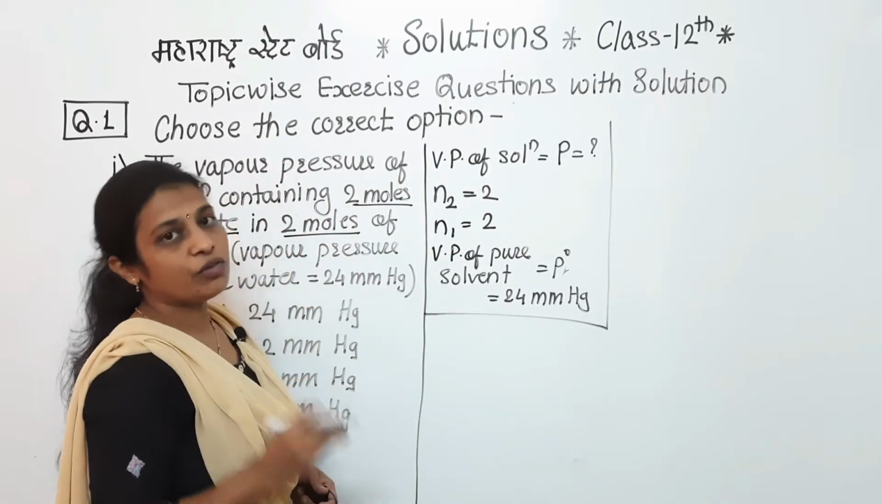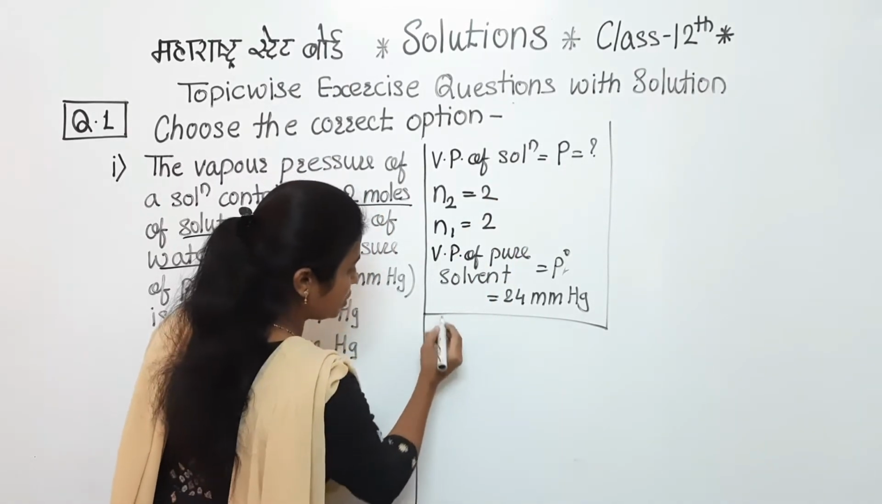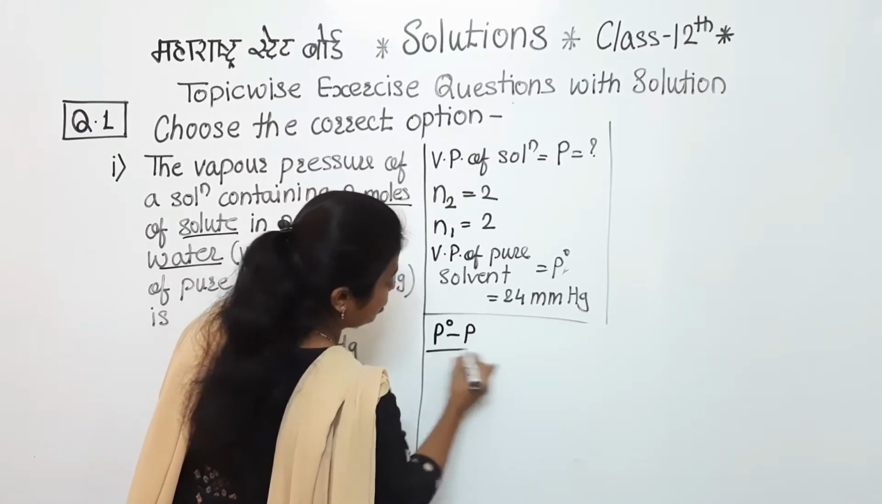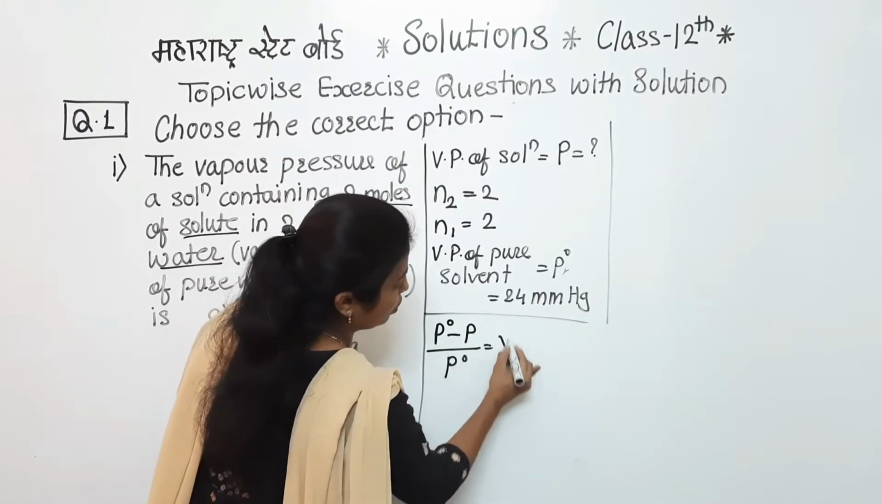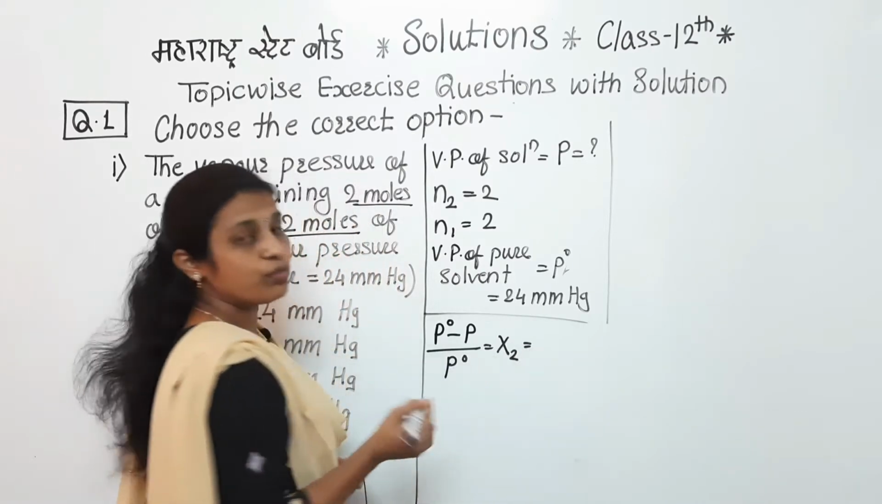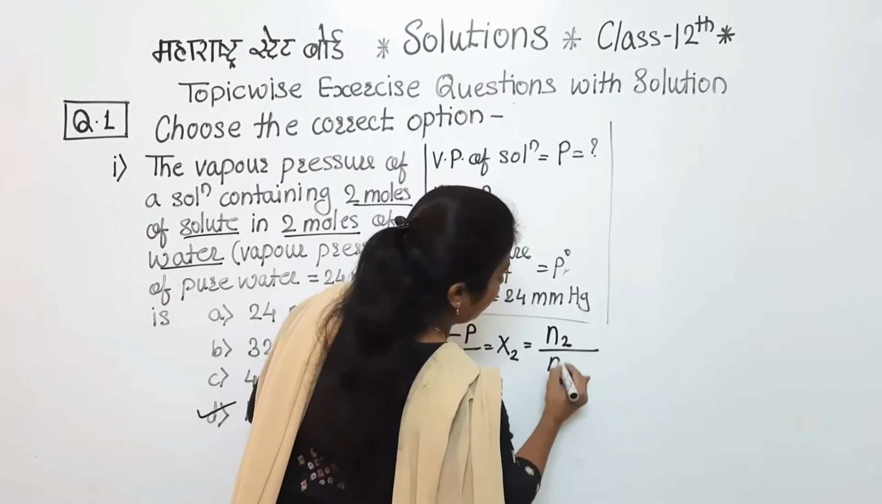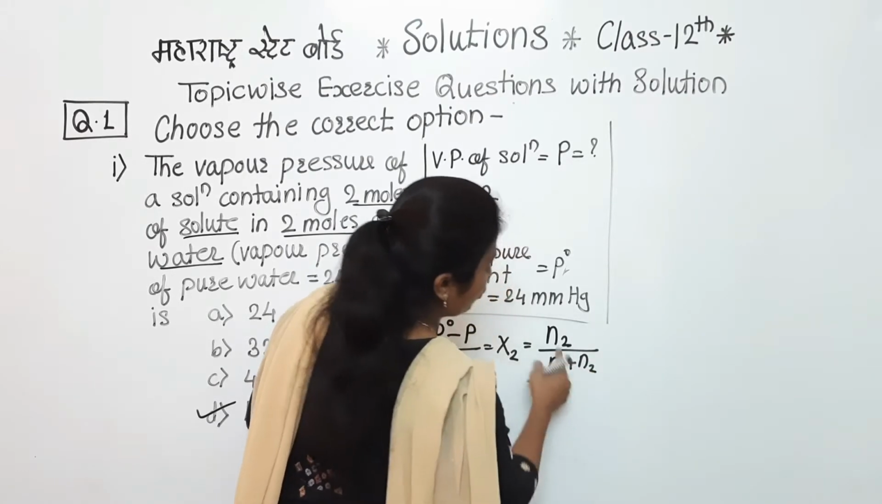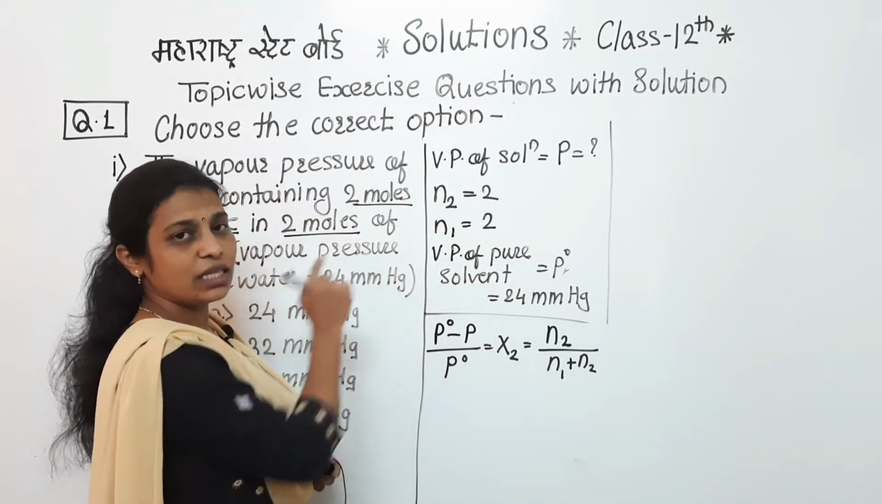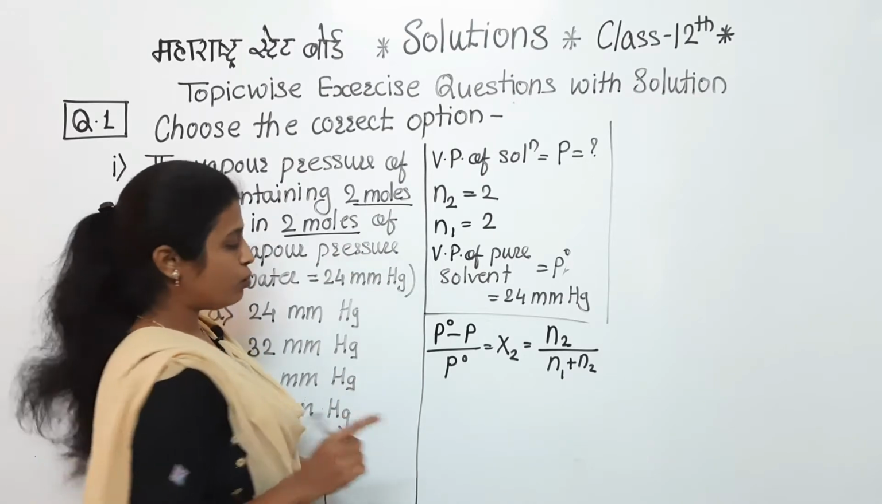Now which formula we have to use? The formula we have to use is (P naught minus P) divided by P naught is equal to X2. X2 is the mole fraction of the solute and its formula is N2 divided by (N1 plus N2). Why are we writing this formula? Because in that numerical they have given the number of moles, that's why.